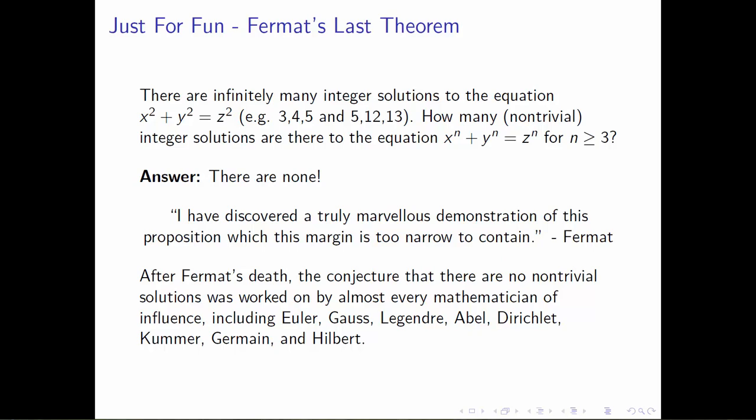After Fermat's death, this conjecture was worked on. When this was dwindled down to be the last conjecture that he had left, it was worked on by almost every mathematician of influence over the course of history, from the time of Fermat's death to modern day. That includes Euler, Gauss, Legendre, Abel, Dirichlet, Kummer, Germain, and Hilbert. All of these huge names that you'll know if you study any higher level mathematics. They all worked on this, and they could not come up with Fermat's proof.